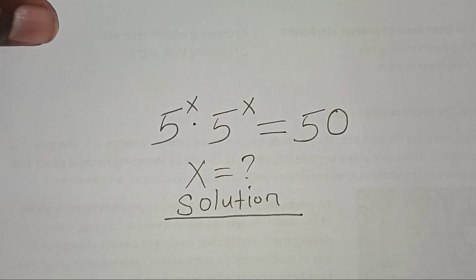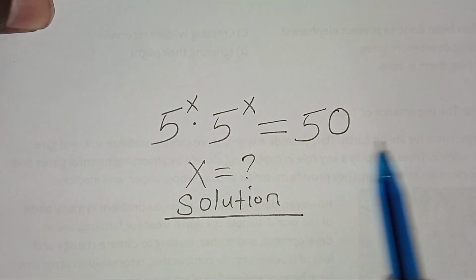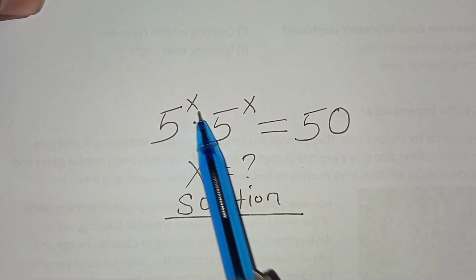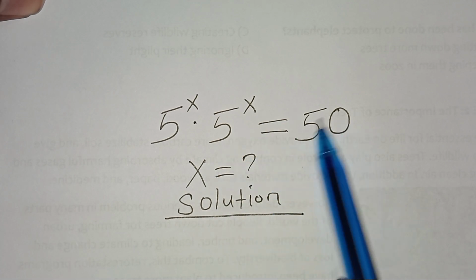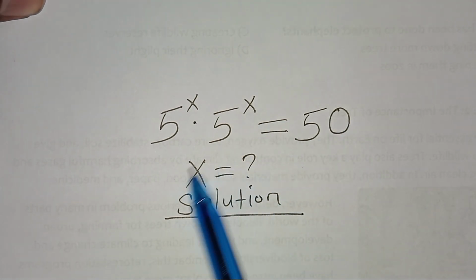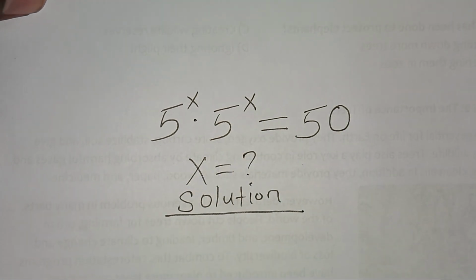You are welcome to provide a solution given this nice exponential equation, which is 5 to the power x times 5 to the power x. This is equal to 50. So, what is the value of x?